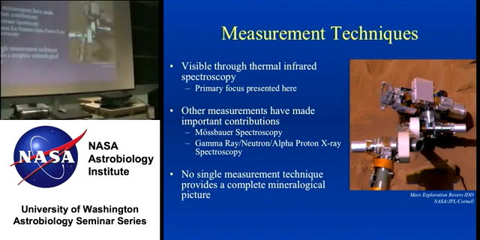The big point here, though, is that no single measurement technique provides a complete mineralogical picture. You have to look at something from a variety of perspectives in order to get at what the mineralogy of the surface is. Some techniques are better for fine particulates, others are better for coarse particulates. Warm temperatures, lots of sunlight: different conditions are better for different instrument techniques. And so even though the principal investigator of any one of these instruments will tell you it's the greatest thing since sliced bread and that it will tell you everything you want to know about Mars, it's a combination of the measurements that helps build up a good picture.